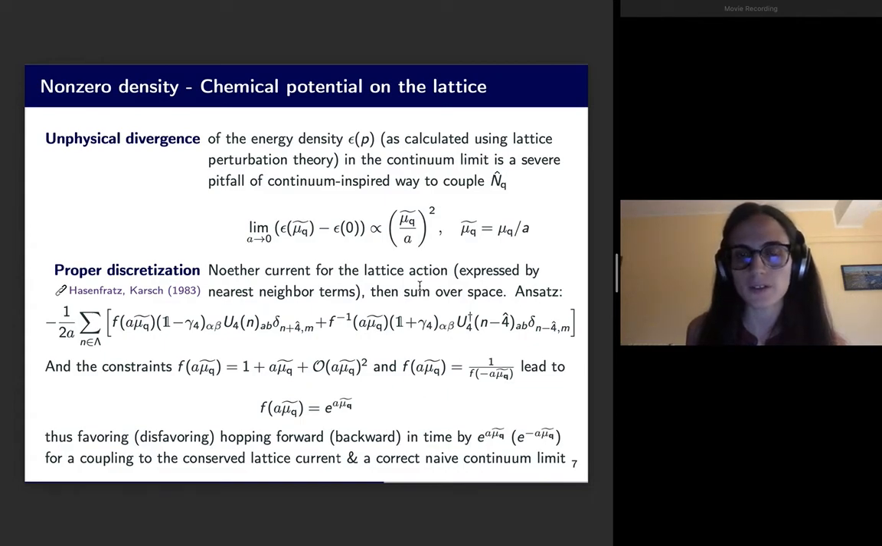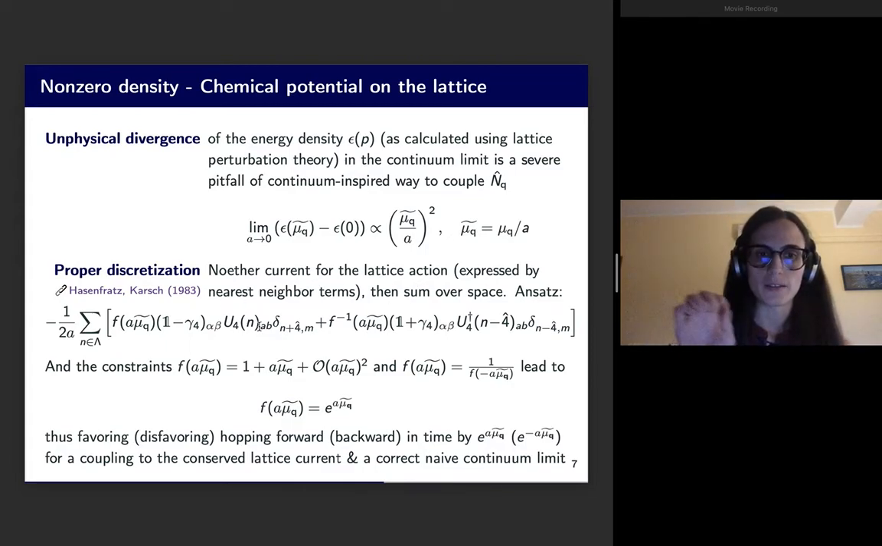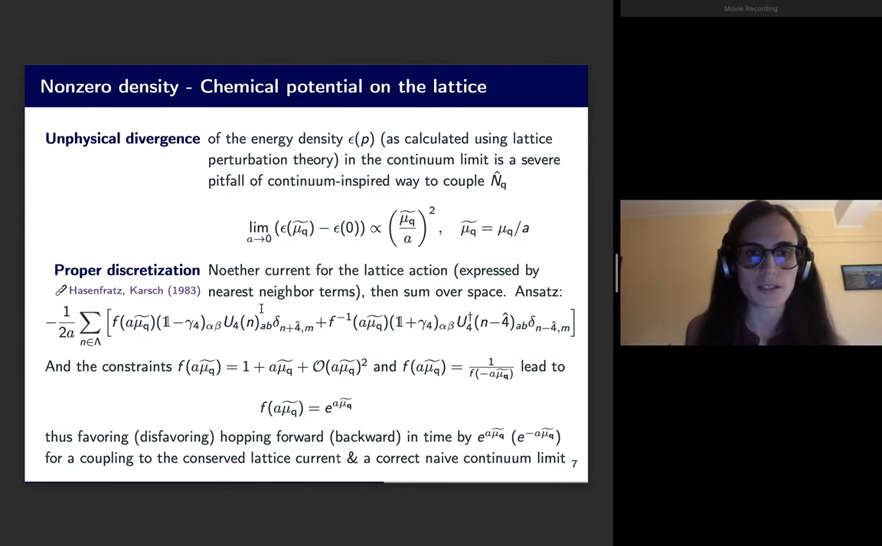So starting from the action discretized in the lattice formalism, where we know that there are the hopping terms, so that it is expressed in terms of nearest neighbor terms, and that there is a sum over all sites in our lattice. So what would then be an ansatz? An ansatz would be to take the hopping part of the operator and multiply each of the two terms by a function of the chemical potential. That is then something we need to work out explicitly.